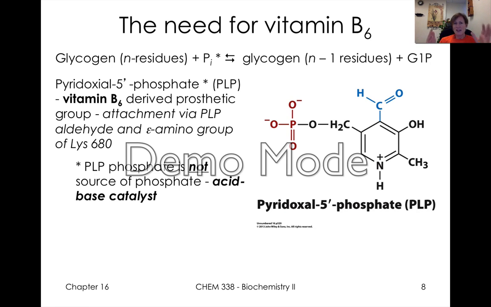And you might be thinking, hey, this is really cool. We've got glycogen. We're going to have phosphorylase chemistry. So this must provide the phosphate as a nucleophile. No, what really happens here is PLP is not a source of phosphate. Rather, it actually serves as an acid-base catalyst. I know it would be real easy and simple to think about it serving in that role, but that's not actually what happens. It truly is inorganic phosphate that comes in and serves as the nucleophile in this reaction.